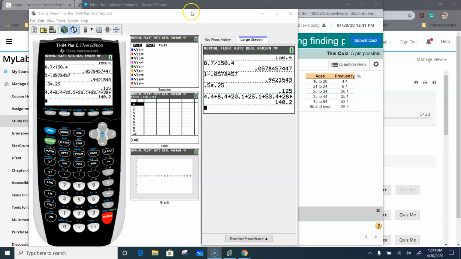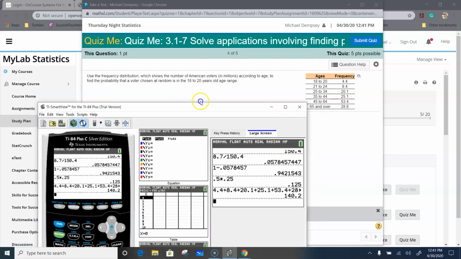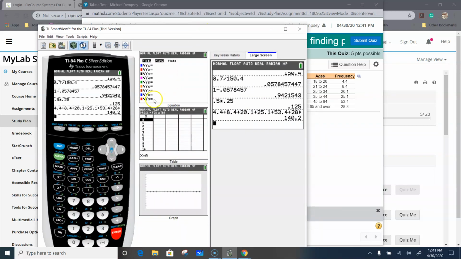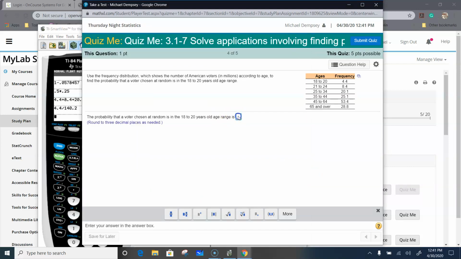They add up to a different sum. It's 140.2 this time. But this time they're asking me the probability that somebody is in that range. So that's going to be just 4.4. It's less work here. 4.4. And then we just simply divide by 140.2. So 0.031 to 3 decimal places.